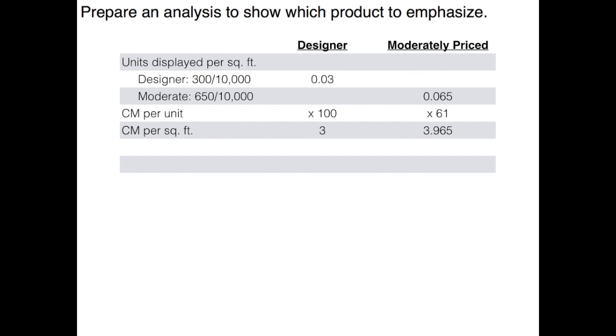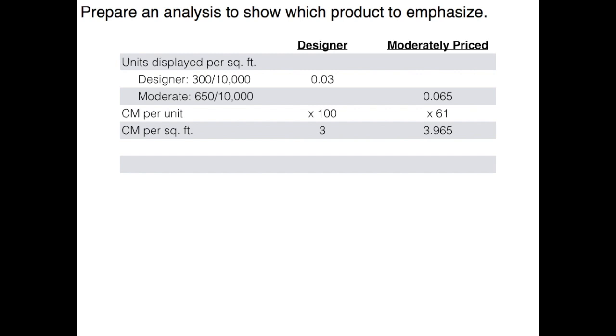If you multiply those percentages by the contribution margin of each one per unit, you get a contribution margin per square foot or per constrained resource for the designer of $3 and for the moderately priced of almost $4, $3.965. We could really stop here because we already know which item we should emphasize. The one with the highest contribution margin per constrained resource.